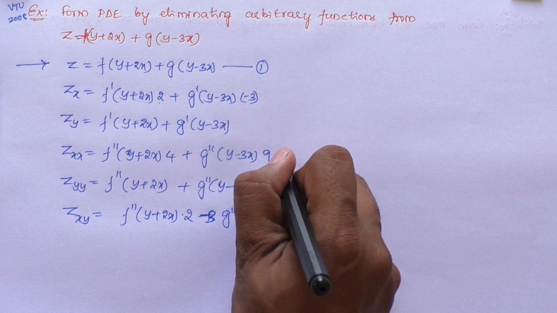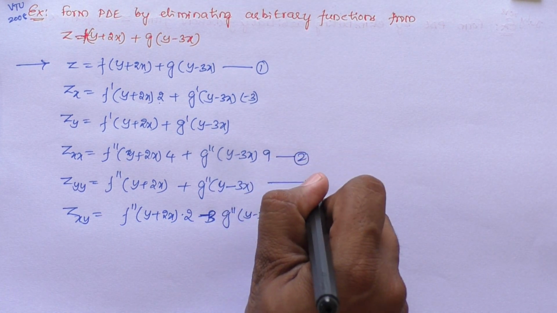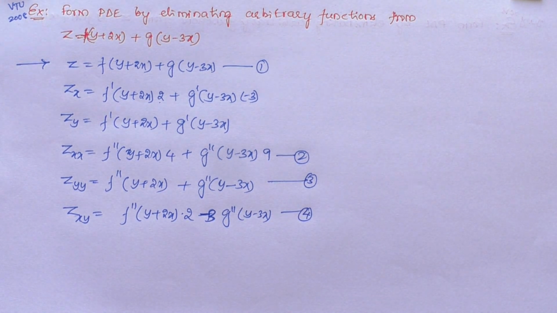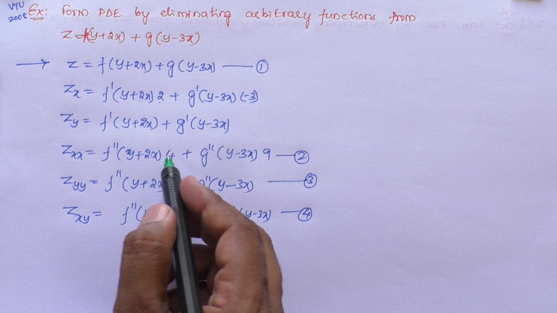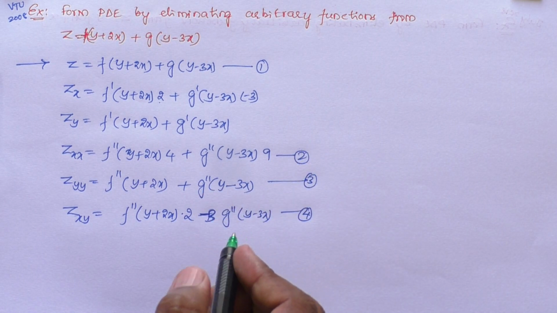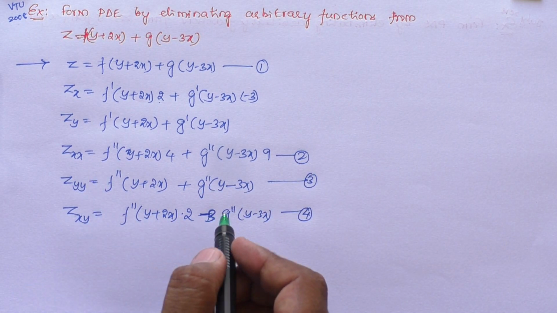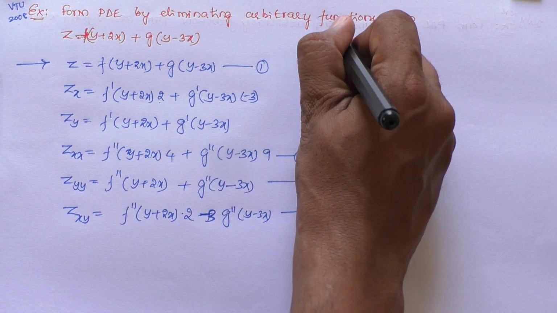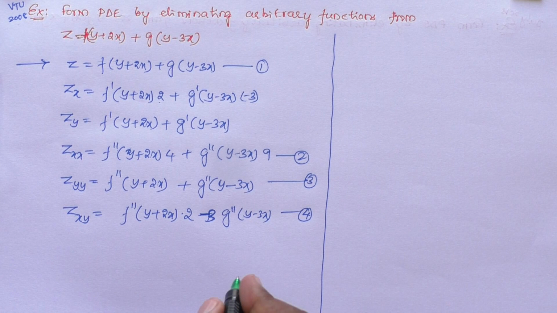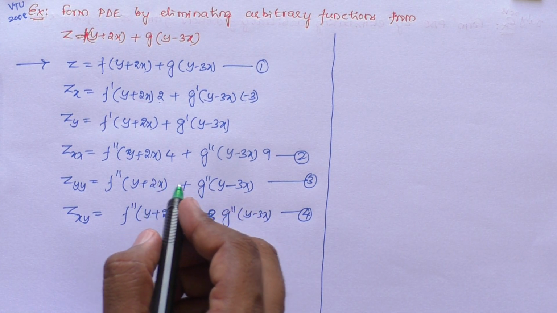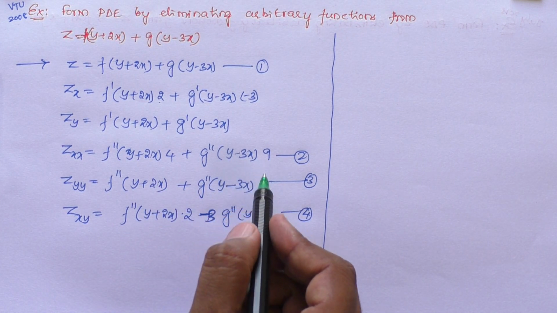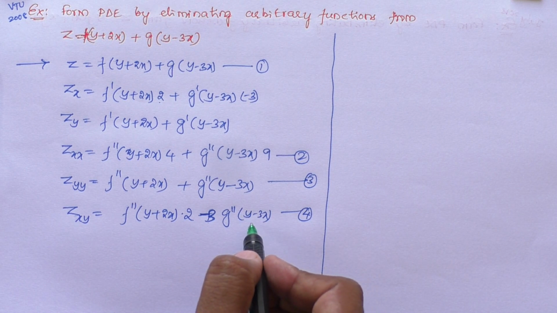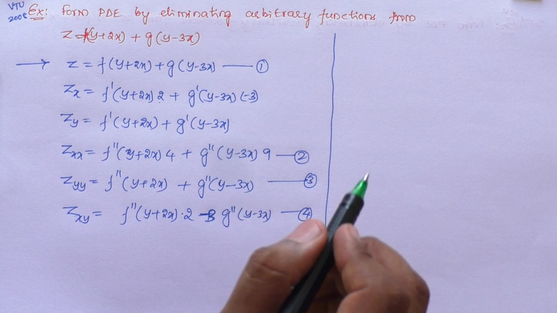Now consider these three equations, 2, 3, 4. From these you need to eliminate f and g. So let us consider the first and third. Here 4 f double dash and 9 g double dash are there. So what you can do is, if you multiply equation 4 by 3, it will be minus 9 g double dash, so when you add, it will be 0.